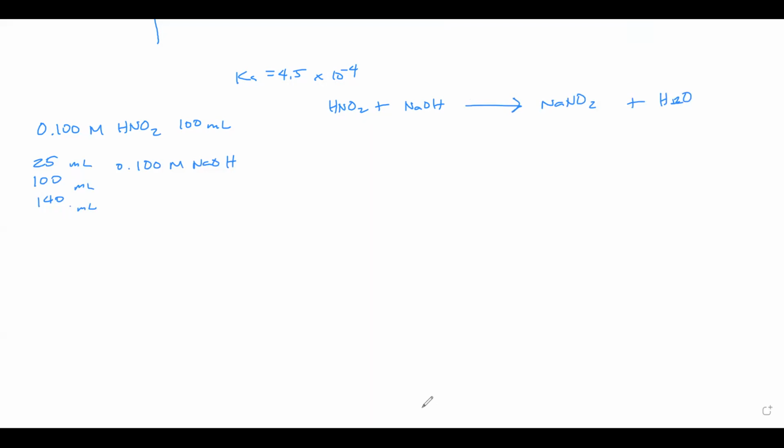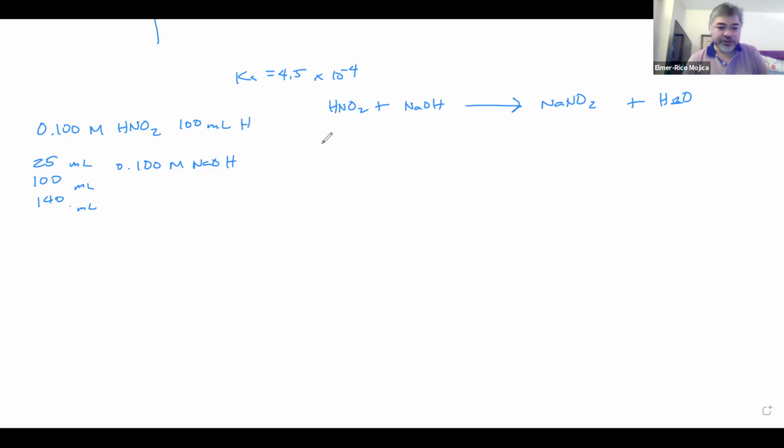Is that right? So, which one will have the same moles of substance all throughout? HNO2. So this one, the HNO2, will have the same moles all throughout, and it is always 0.01 moles. 0.1 times 100 over 1,000, that will give you 0.01, right? 0.1 times 0.1. Okay. Now, the one that will change here is the NaOH. So depending on this, you're just going to get the corresponding moles that they have.